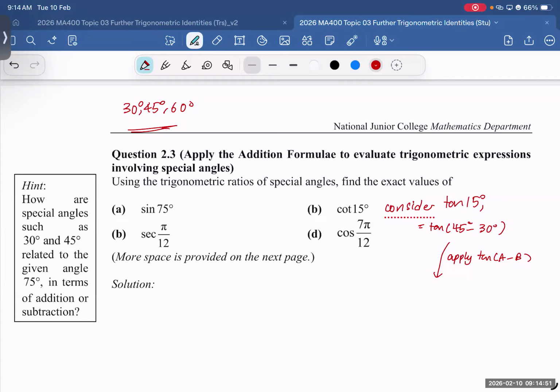Want to do it? The answer, I was hoping, the answer should be 2 plus square root 3. What? 2 plus square root 3. Wait, I get that. Should be getting that. 2 plus square root 3.